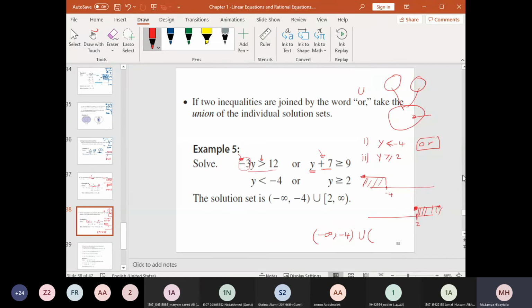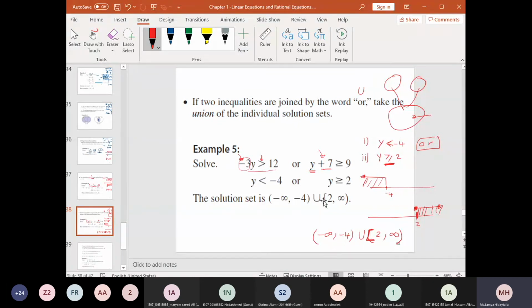Okay, what is the other interval? Also I need the numbers from 2 and up to infinity. Is the bracket open or closed? It should be closed, because I had equality here. So close the bracket here on the side of the 2 and up to infinity like that. Okay, so this is the solution. When I have or, everything you have is included.